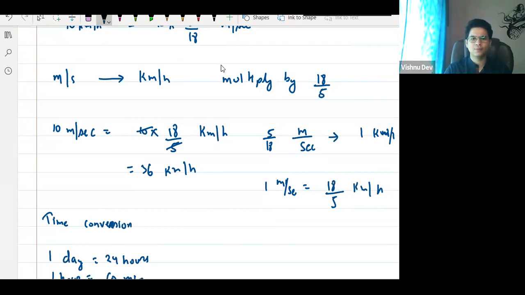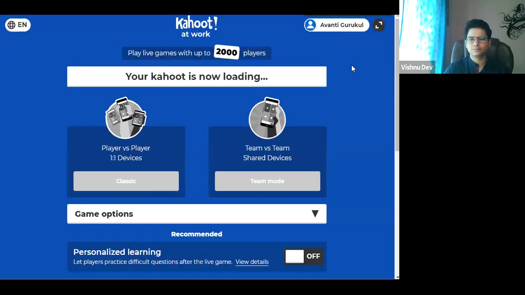You can calculate also, but we just transpose, right? So this divide will become multiply. This multiply will become divide. Cross multiplication. I hope all of you know cross multiplication. You know cross multiplication, right? Okay, let's go. So we will start Kahoot now. Okay, ready everyone? Ready?